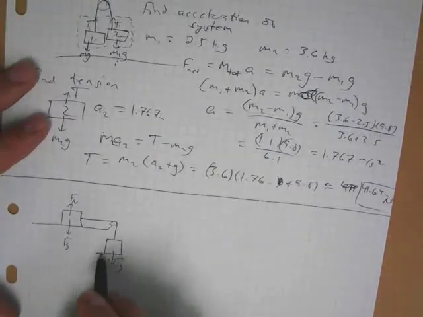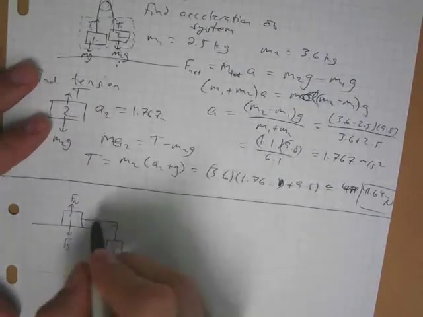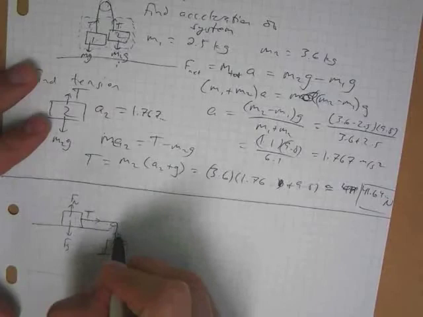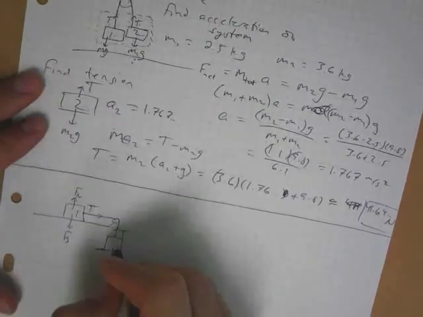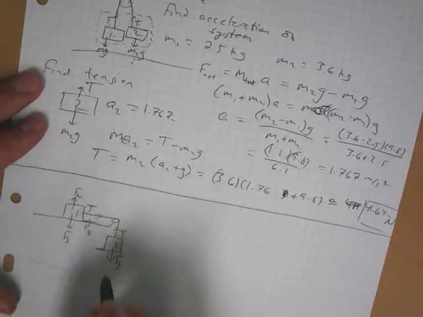Sorry, this line is erroneous. Ground's down here. And then there's a tension in the rope that's pulling this block that way. There's a tension in the rope pulling this block that way. Okay. We'll call this block 1, block 2. There's also friction on block 1, and we'll say that it's sliding, so it's kinetic friction.